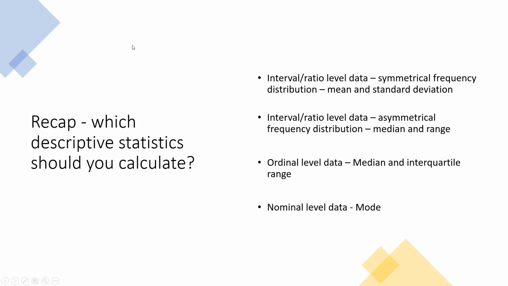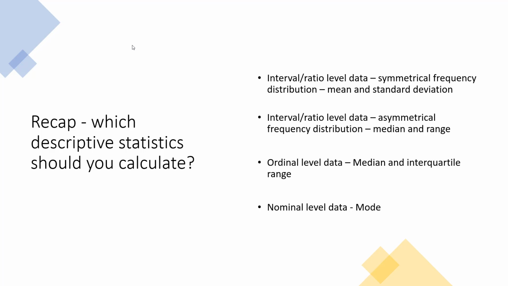So just to recap with the descriptive statistics, which ones should you calculate in which situations? If you have interval or ratio level data and you have a symmetrical frequency distribution, so you have a normal distribution, then you should report the mean and standard deviation. This is because the mean is the most useful in terms of taking information from every single data point in your sample in order to provide a description of central tendency. So it looks at every single data point, which things like a median or a mode don't do.